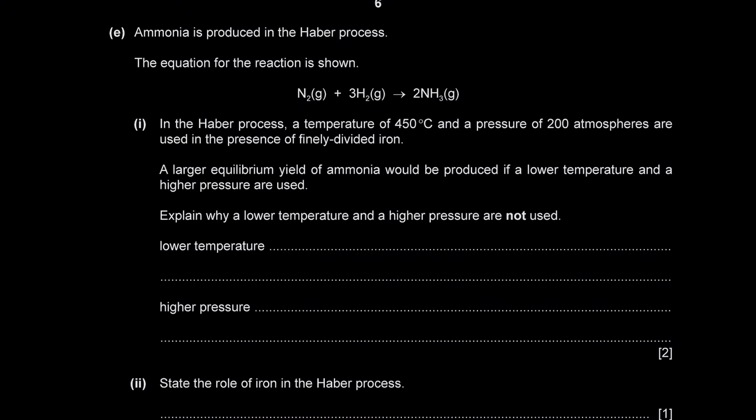In the Haber process, a temperature of 450 degrees Celsius and a pressure of 200 atmospheres are used in the presence of finely divided iron. A large equilibrium yield of ammonia would be produced if a lower temperature and a higher pressure is used. Let me read the entire question. Ammonia is produced. Okay, equation. Okay, there's no other part. They're telling us because of these reasons. Explain why a lower temperature and a higher pressure are not used. Lower temperature is not used.